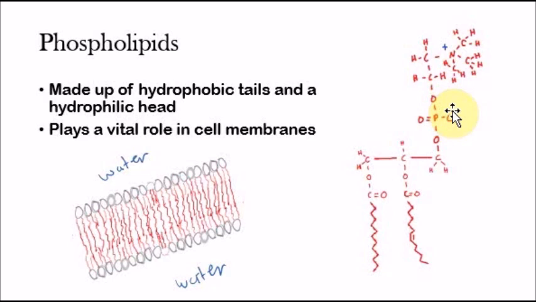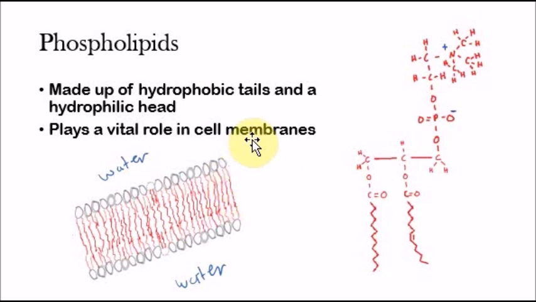Okay, so now this phospholipid displays an interesting property because it has one portion which is hydrophilic, the hydrophilic head, and another portion which is hydrophobic, the hydrophobic tails. And because of that, phospholipids play a very important role in cell membranes. I'm going to briefly discuss that, but when we talk about cells, this will be mentioned again.